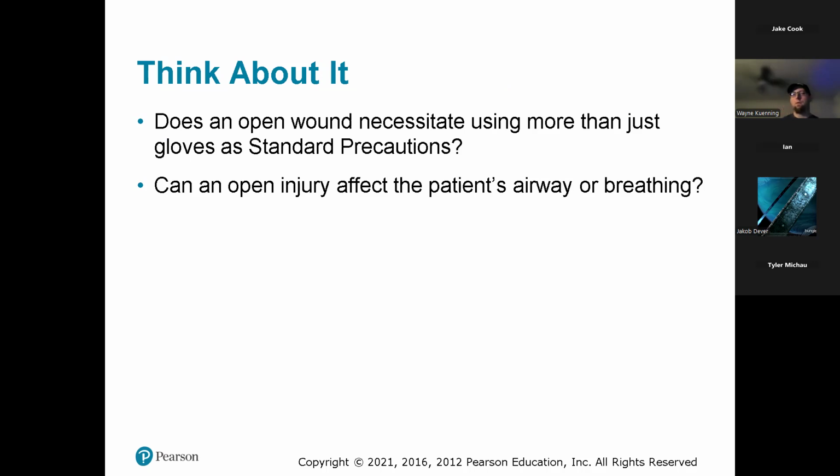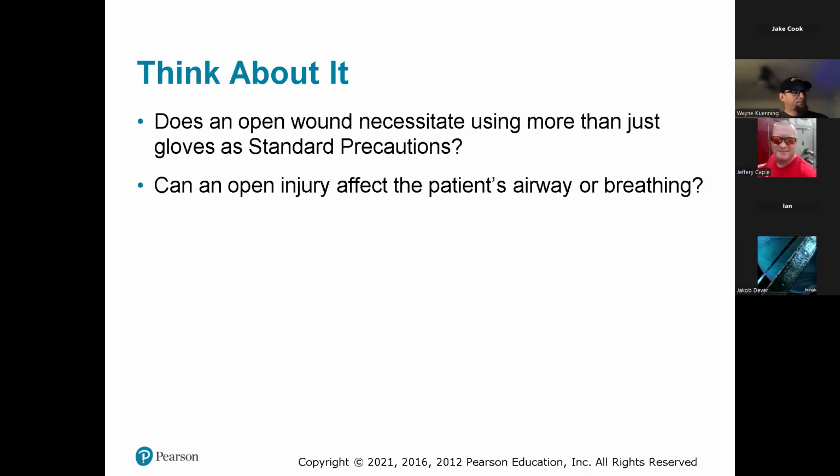Question: does an open wound necessitate using more than just gloves as standard precautions? It can if it has foreign body contaminants in it. Or if it's an arterial bleed. I don't know about you, but I don't want somebody taking their forearm that's a sprinkler and spraying me in the face with it. What about a face shield? It's not out of the question, right? Can an open injury affect a patient's airway or breathing?